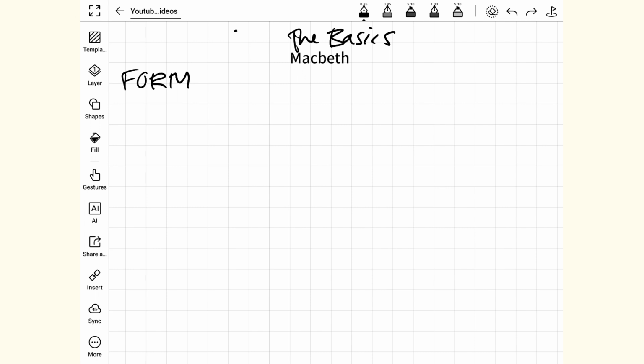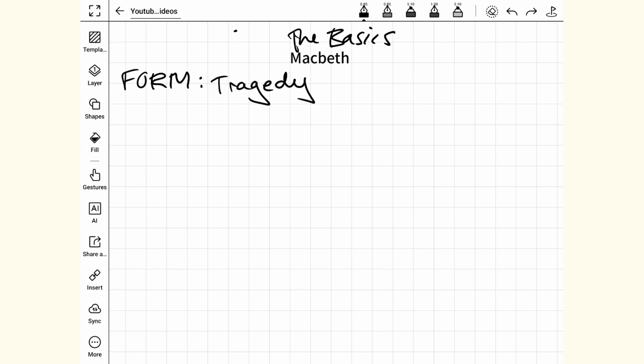Form. Macbeth is a play because all of the Shakespeare texts in the syllabus are plays, so that should be quite easy to remember. Shakespeare, he's a playwright. And it is a dramatic play. More specifically, though, it's a tragedy. Okay, so you might have already heard this, or if you're completely new to the text, a tragedy.